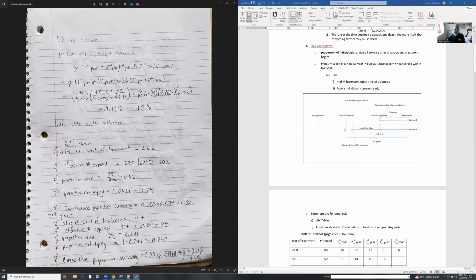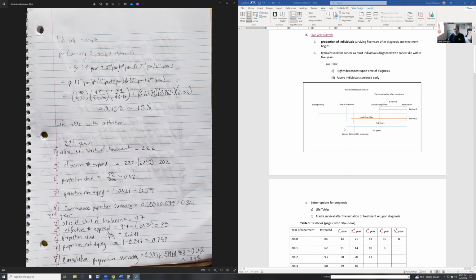Let's talk about 5-year survival. This is used in cancer because most people with cancer die within 5 years. So it's the probability of surviving 5 years after diagnosis and treatment begins. Unfortunately, it is highly flawed. And one of the reasons it's flawed is because of screening and what we call lead time bias. It's kind of biased towards people who get screened, in a sense. They seem to live longer.